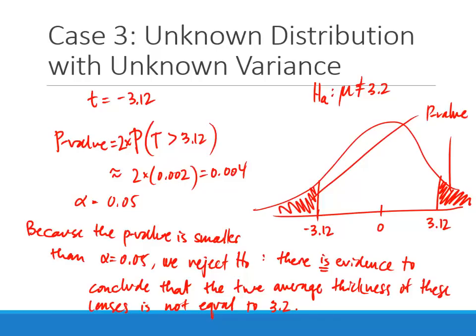So again, always, when you find your p-value, make a conclusion, reject or fail to reject, and then always make sure to interpret. So either there is evidence to conclude or there is not sufficient evidence to conclude. It's kind of how you want to start those interpretations.